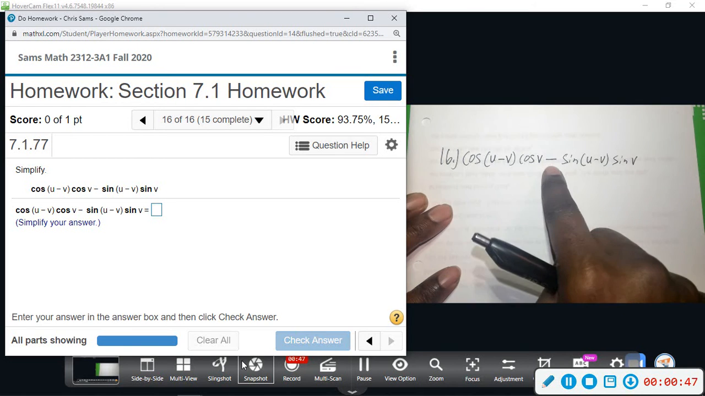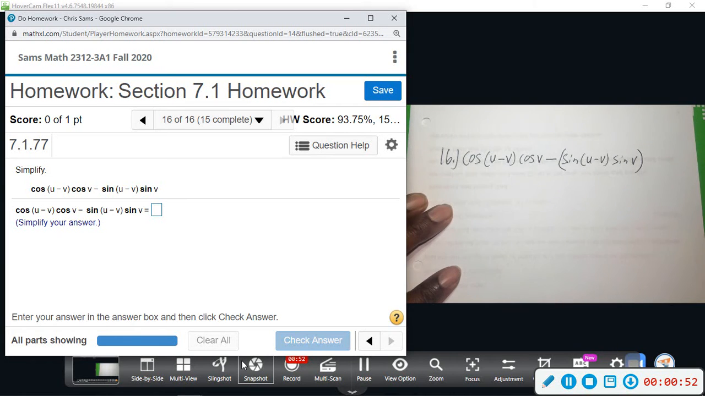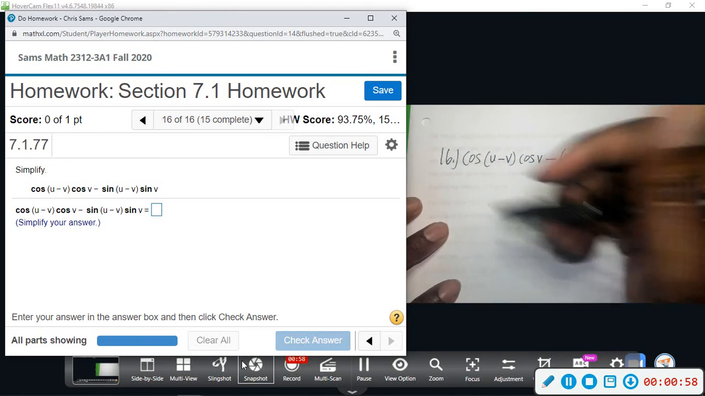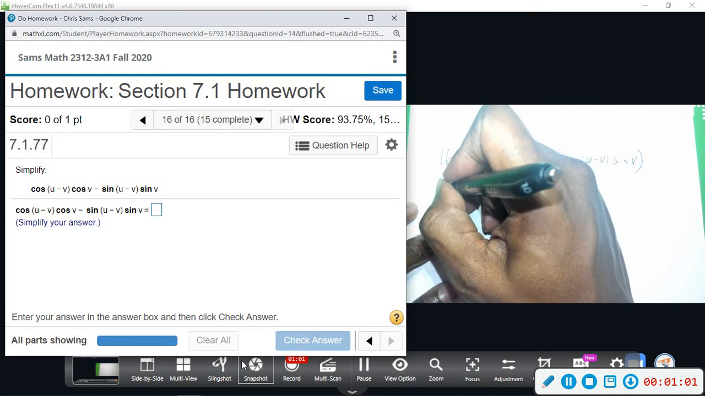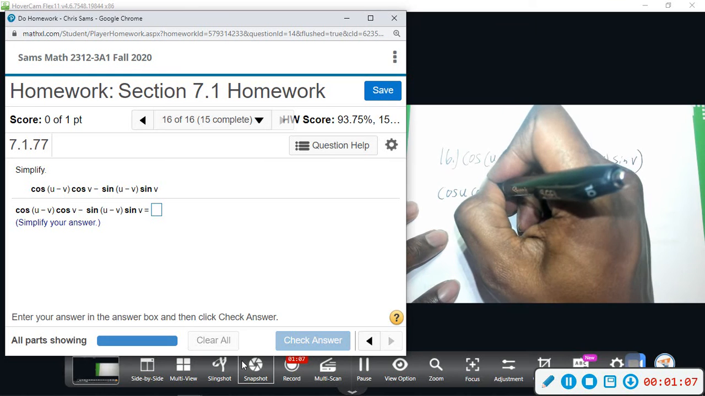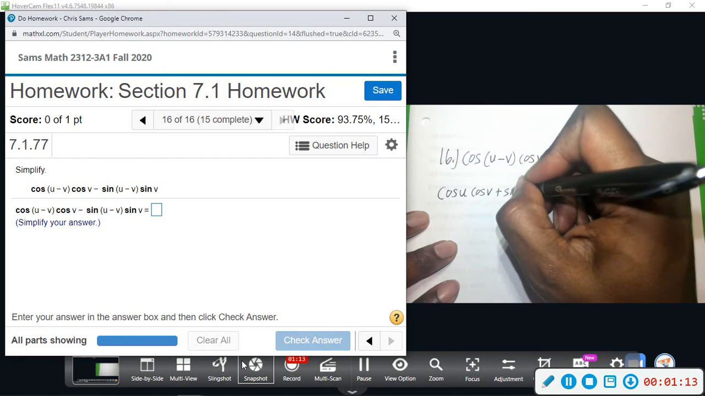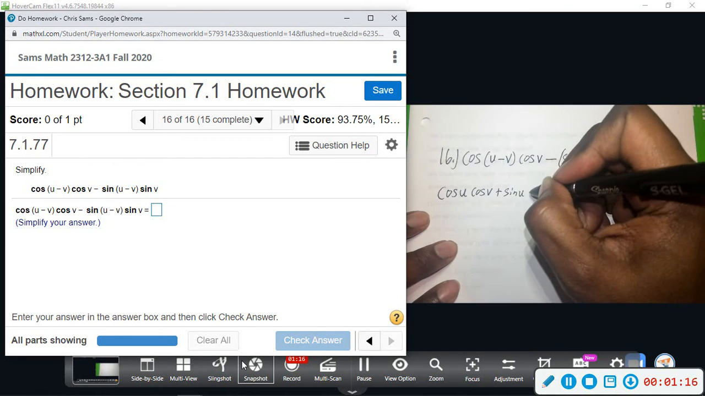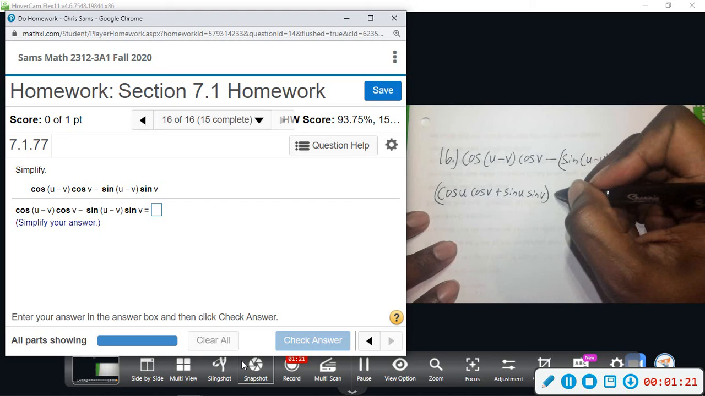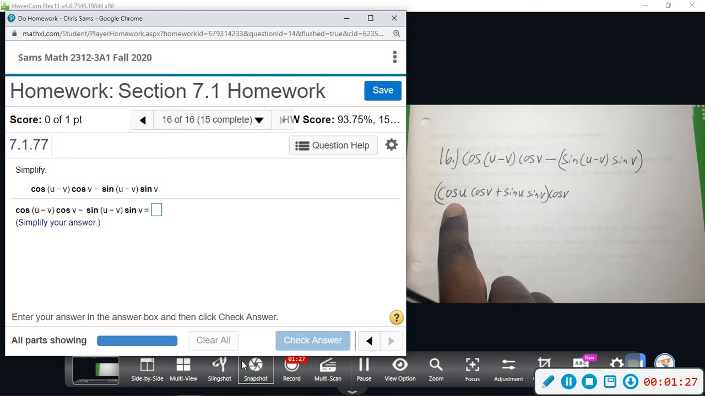Now, this is going to act like a negative, so I'm going to simplify this part first and then distribute the negative afterwards. So I'm going to write out what these formulas mean first. So cosine u minus v is going to be equal to cosine of u times cosine of v plus sine of u sine of v. This is being multiplied by cosine v. So I'll have to distribute cosine v to both terms.